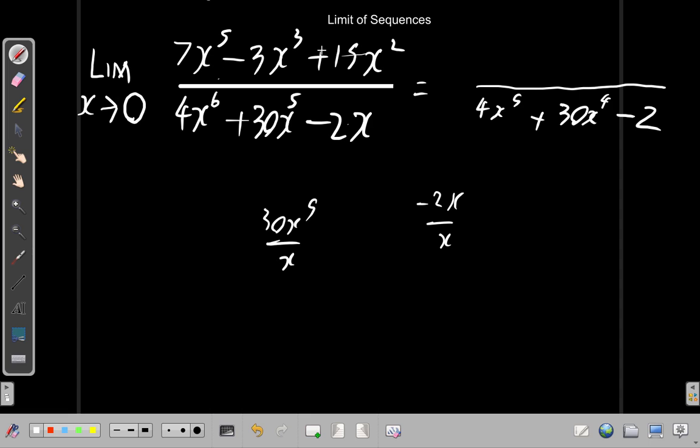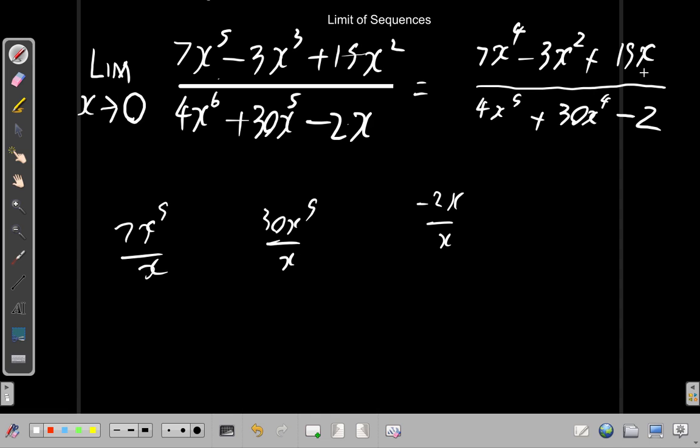Okay, now up here we have 7x to the 5th divided by x. It would be 7x to the 4th, minus 3x cubed over x. You can see it would be 3x squared, plus 15x squared divided by x would be 15x.